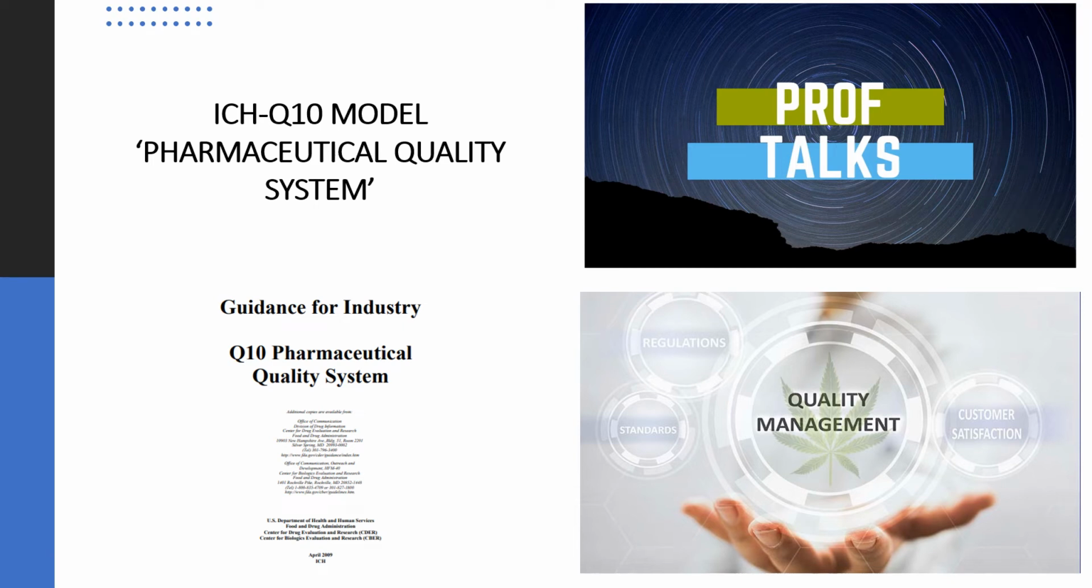Hello everyone. Today we will understand the ICH Q10 model of Pharmaceutical Quality System. For understanding this model, we should know the ICH Q10 guideline, which is a tri-party guideline devised and accepted by three major regulatory authorities, the USFDA, the European Union and Japan. This guideline was released in April 2009. So let us review this guideline.